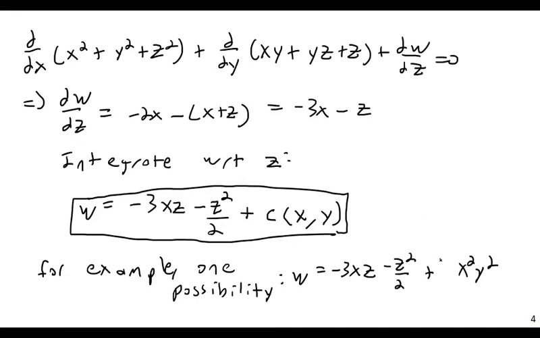It could be 3x squared y. It could be x squared y to the 4th. It could be x squared plus y squared. It could be any function you want, as long as it's only a function of x and y. If I actually wanted to find the full expression, I would need a specific solution or a point or some more information about the system other than just the constant. Any questions on that? Again, I think this is a fairly straightforward application of our continuity equation.